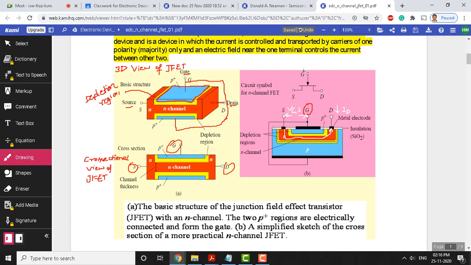Okay. So the symbolic representation of an FET is as shown here. There is a source region here. This line indicates the source region. This line indicates it is the drain region.